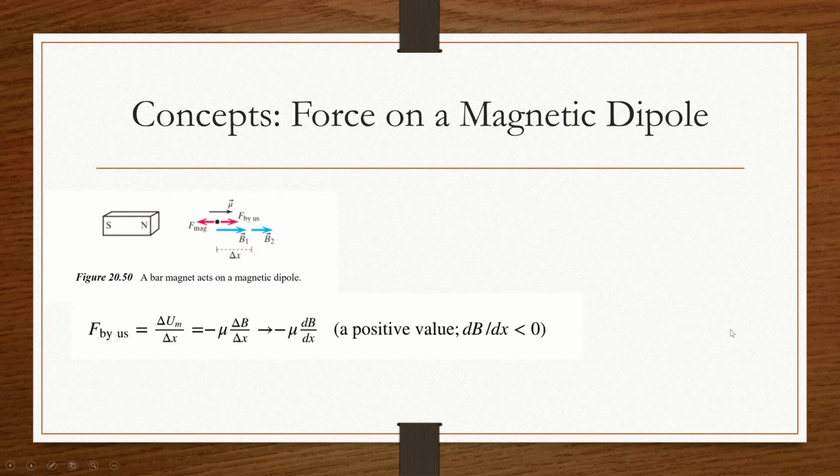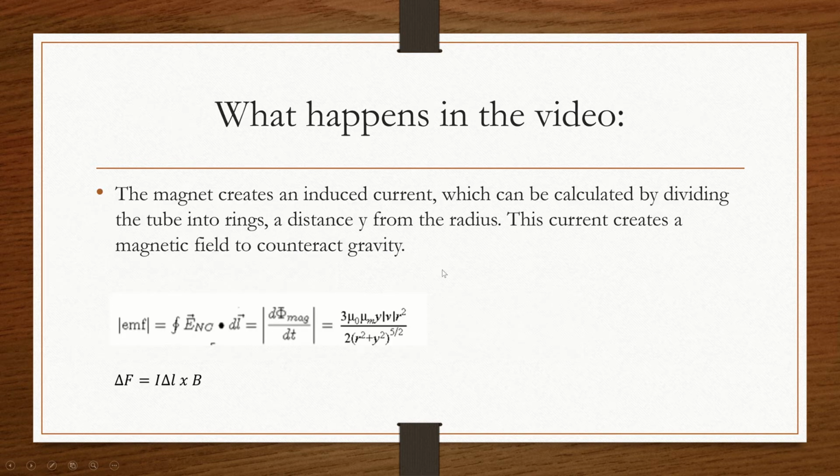So the concepts were forces on a magnetic dipole. So we know from our prior labs that a bar magnet is a magnetic dipole. So ultimately, our goal is to be able to determine how this is affected. So we actually know that the magnet creates an induced current, which can be calculated by dividing the tube into rings, a distance y from the radius. This current creates a magnetic field to counteract gravity.